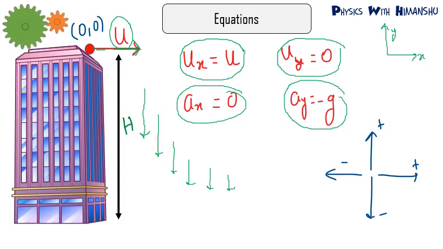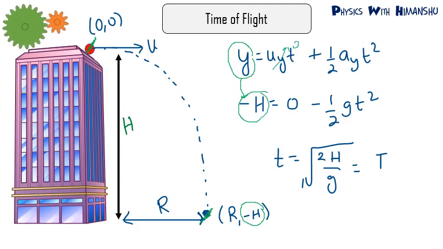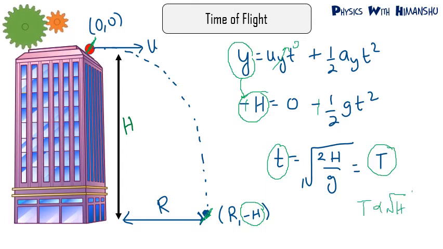Now let's come to time of flight, like how much time the ball will take to travel from this position to this position. We already know the y coordinate of this position. So the equation of y coordinate will be y equal to u_y t plus half a_y t square. In place of the y coordinate you put minus h, u_y is 0 and a_y is minus g. This minus and minus will cancel out and time of flight will come out to be root 2h by g. So the time of flight is directly proportional to the root of the height of the building.